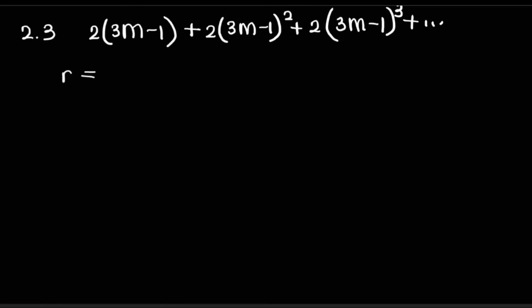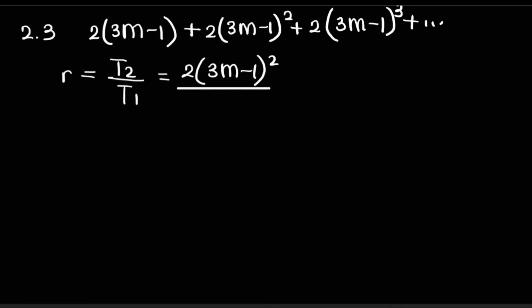So we can say term 2 over term 1 or term 3 over term 2, whichever you prefer. I'll just go with term 2 over term 1. So I've got 2 into 3m minus 1 all squared over 2 into 3m minus 1. So what happens here? The 2's cancel out. One of the brackets from the top cancels out with the bracket at the bottom. So what we're left with is 3m minus 1.